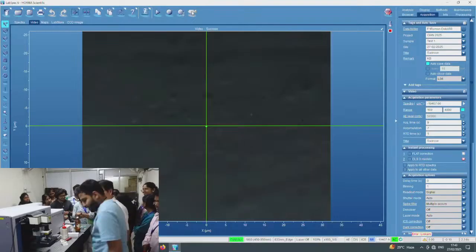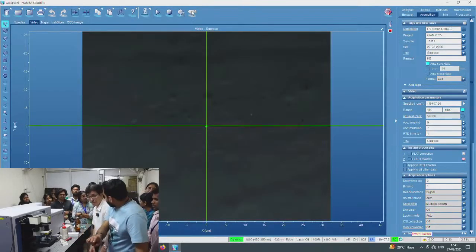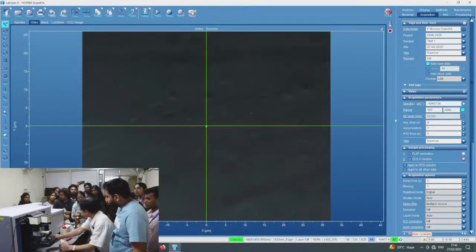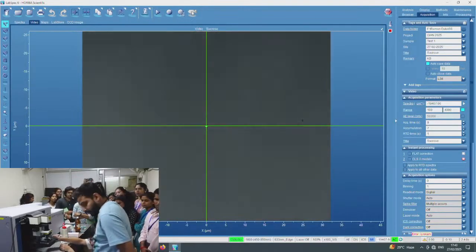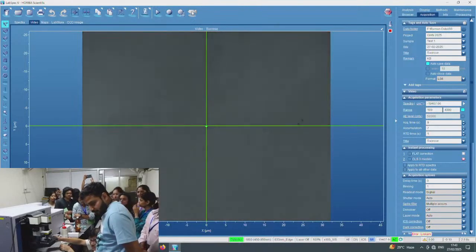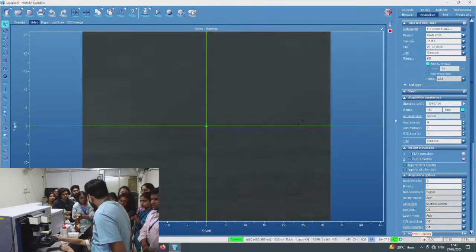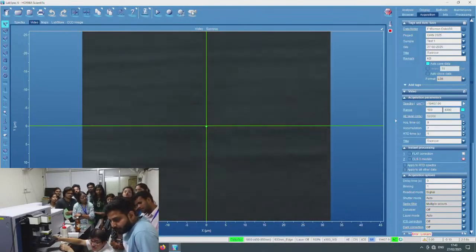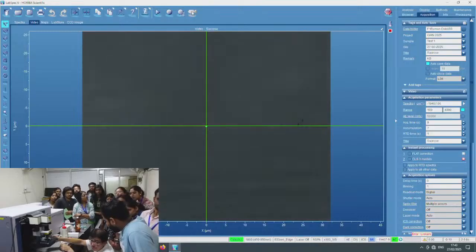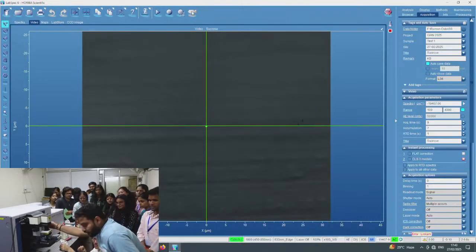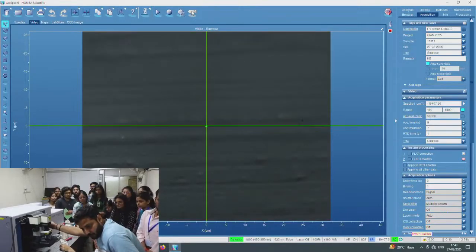Actually, maybe this is the sample. By scanning the stage we see some bright part. So this is probably a glass surface. You see? We'll go inside. By checking the Raman signal, we can distinguish glass and water.